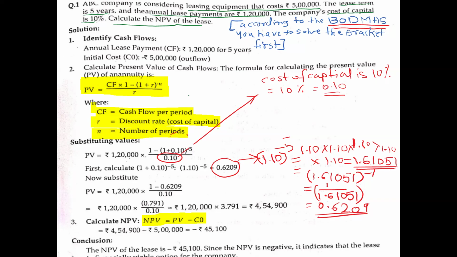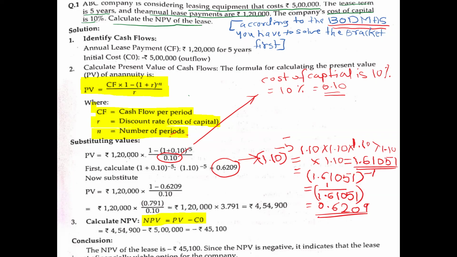Solution. Identify the cash flow. Annual lease payment CF is ₹1 lakh 20,000 for 5 years. Initial cost C0: always the initial cost will be negative, so we have taken here minus ₹5 lakh. Now we are going to calculate the present value of cash flow.